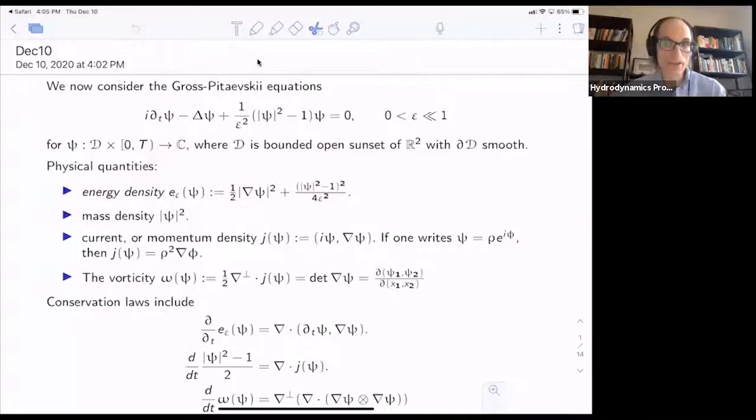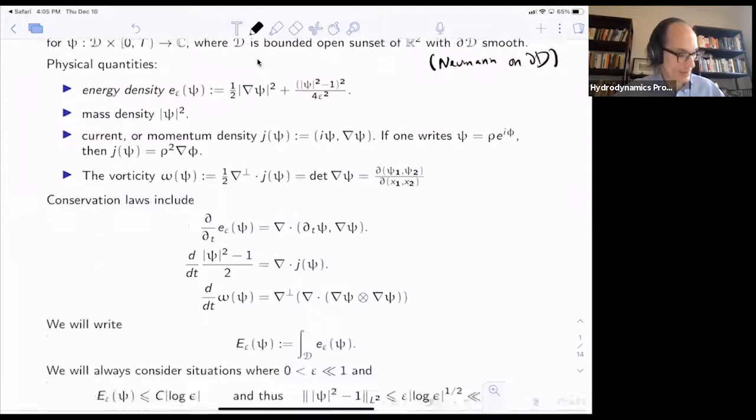Right, today we're finally considering, after all this preliminary discussion, a theorem about point vortex dynamics in solutions of the Gross-Pitaevskii equation in 2 dimensions. And I forgot to write here again the Neumann boundary conditions. Okay, and these are the basics.